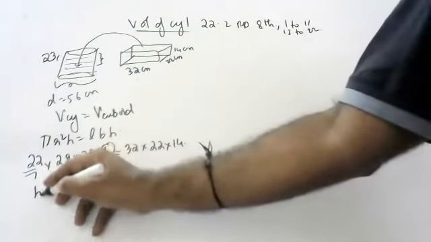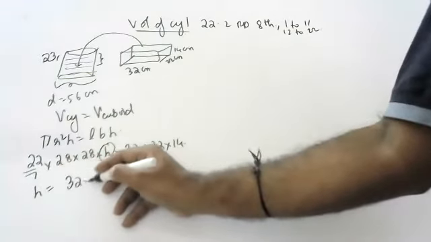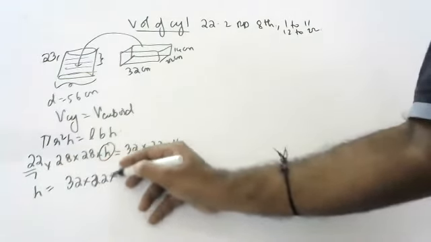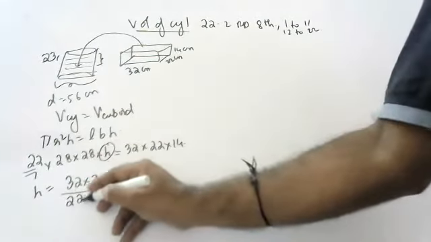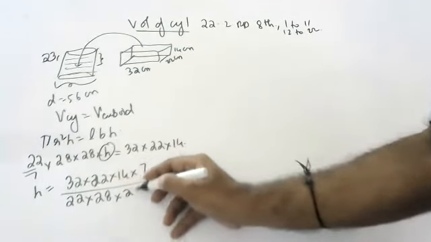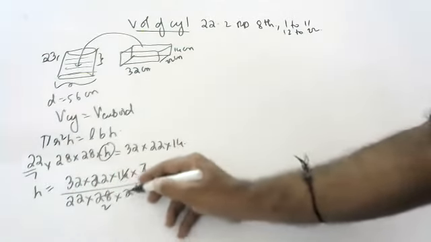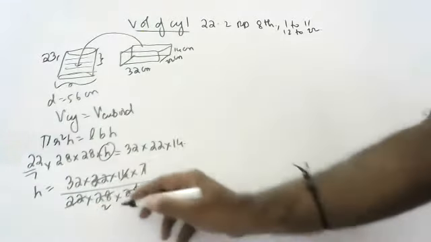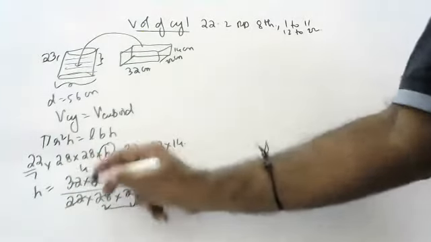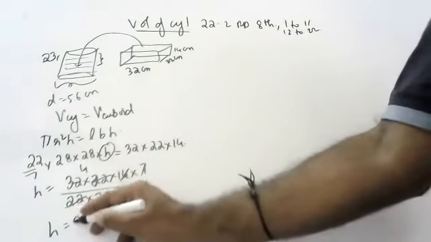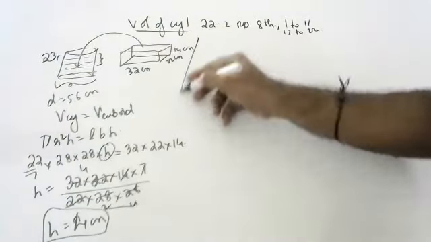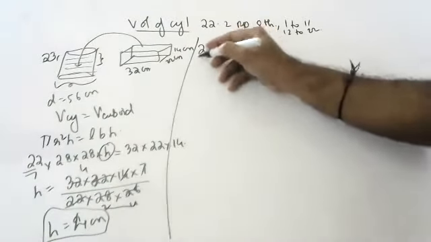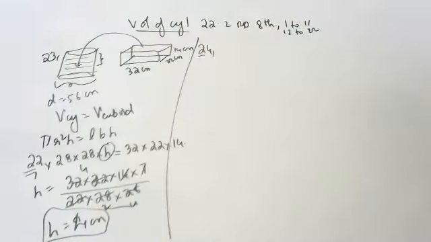So h is equal to 22 into 32 into 14 into 7 by 22 into 28 into 28. 14 twos are 28, 7 fours are 28, 22 gone. 4 eights are 32. So how much is the rise in the height? 4 centimeters. If you dip this in this, a 4 centimeter rise in the water level will be there, children. Okay, try to understand, children, like that.